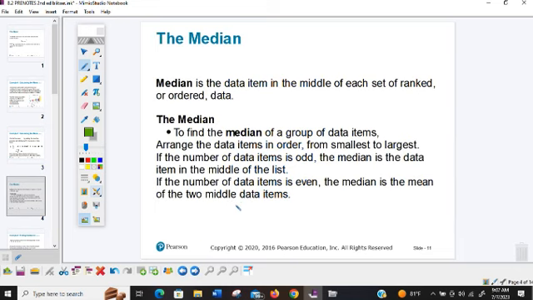Let's look at median. Now the median is the number in the middle, okay? Before you do median, you want to get all your data and put them in order from smallest to largest. That's really important. You've got to put all your data in order, and then we're going to be able to pick the median. Now, if the number of data is odd, it's really easy to get the median. It's the one in the middle. If the number of data is even, then you have to take the mean of the two numbers in the middle. So I'll show you an example of each of those.